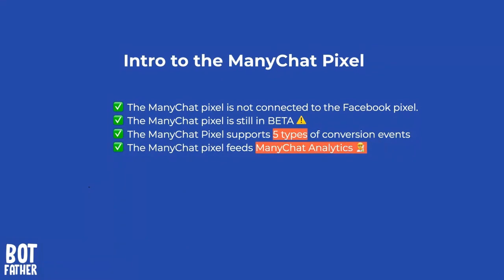The ManyChat Pixel supports 5 types of conversion events, which we're going to dive into a little bit later. And the ManyChat Pixel, as mentioned already, feeds ManyChat Analytics. ManyChat Analytics now, as we speak, is still pretty basic, but I have high hopes that this will be improved as we go.